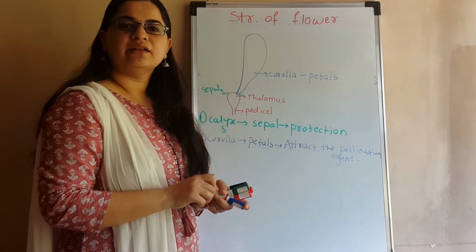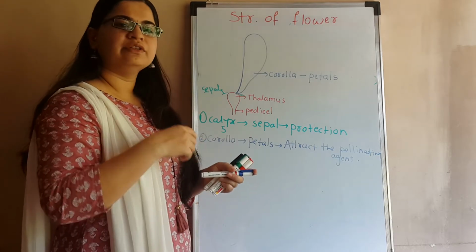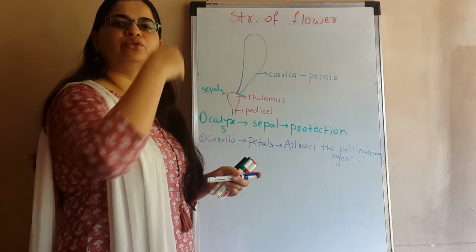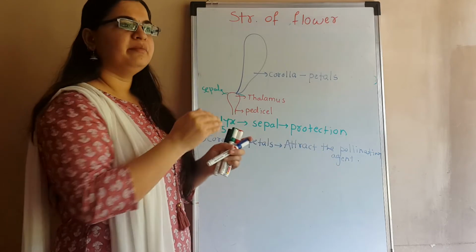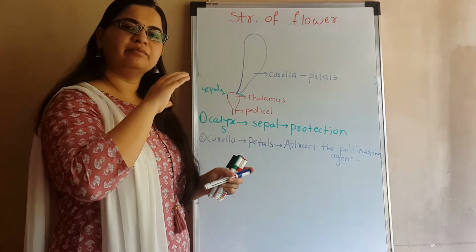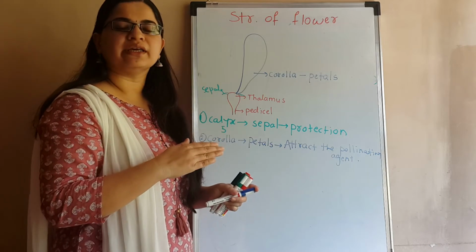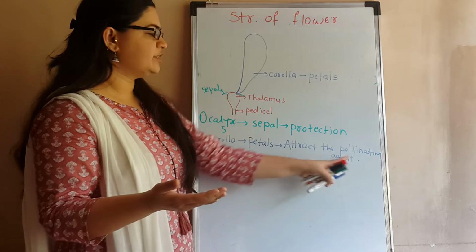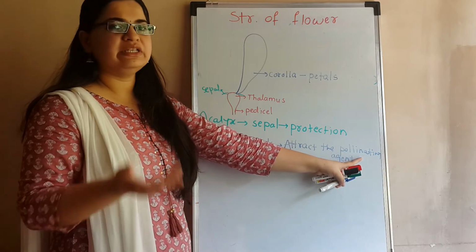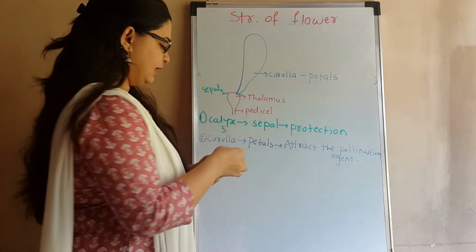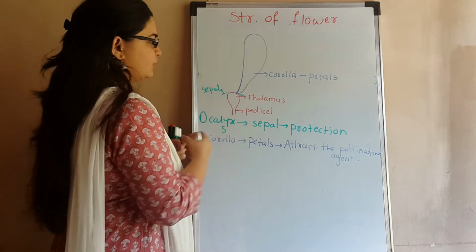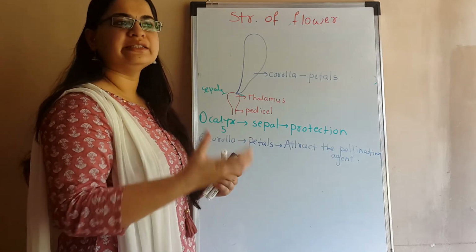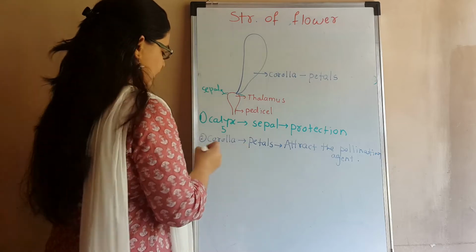Pollination means the transfer of pollen grain from one part to the stigma. Like from a male flower, a male part which is the stamen, to the female part, the stigma, where it germinates. This process is called pollination. We will see it later on. And yes, so they are meant to attract the insects or pollinating agencies for the pollination.